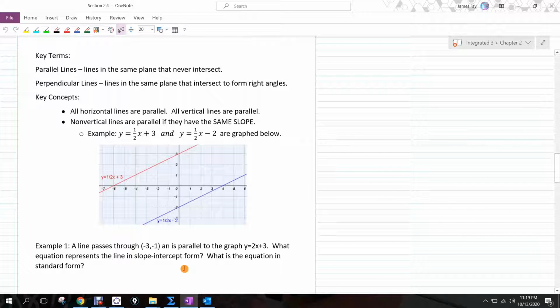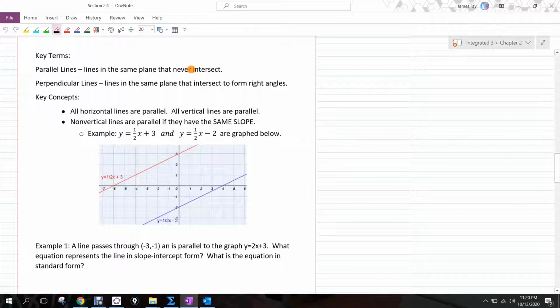I'm going to finish up section 2.4. This portion talks about the relationship between parallel lines and perpendicular lines. Parallel lines are lines in the same plane that never intersect. There are lots of different ways of identifying parallel lines. Sometimes you see a definition that says two lines in which the distance between them is always constant or never changes.